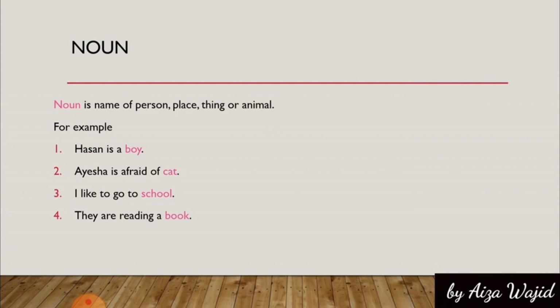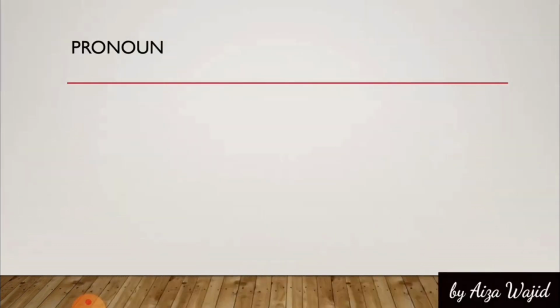One more thing. Hassan and Aisha are also nouns here because these are names of persons. So, let's read the definition again. Noun is name of a person, place, thing or animal. Let's come to the next topic. The next topic is pronoun.